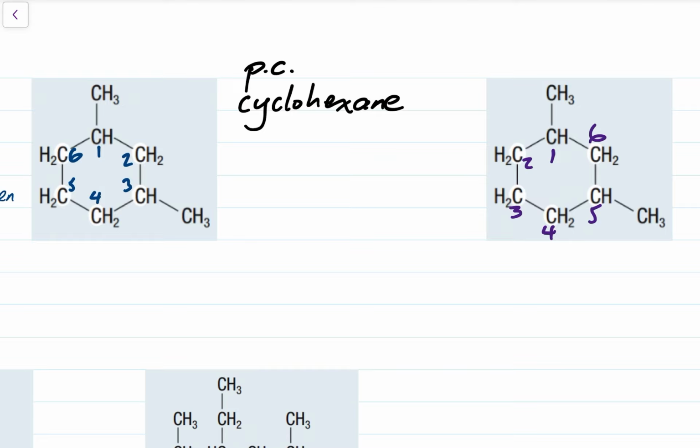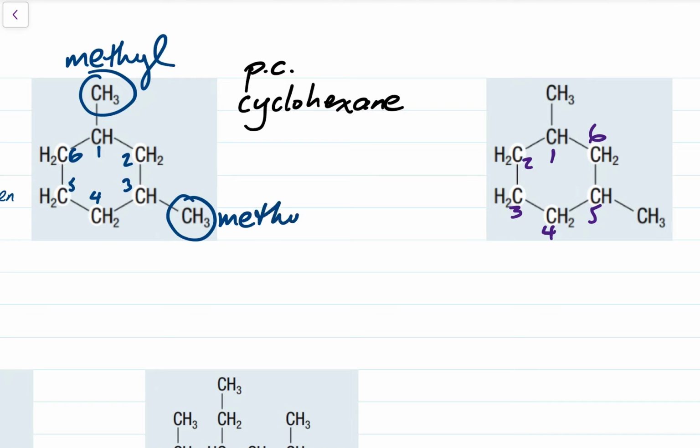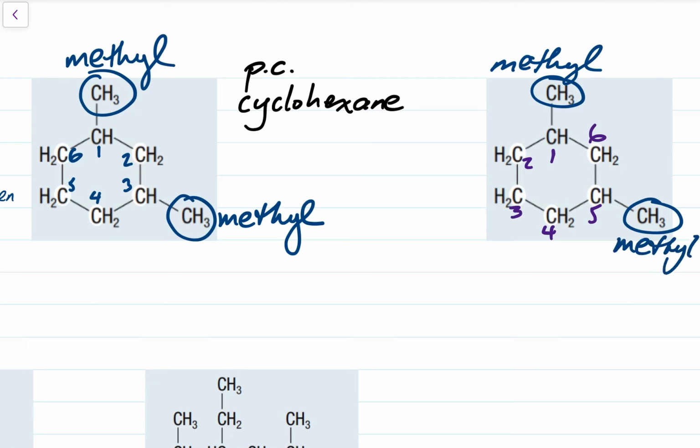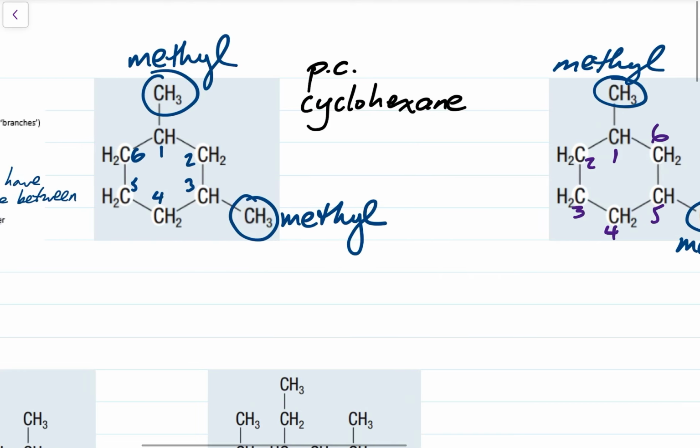Now we have to take a look at our branches and name them. We see them kicking off here. That's a methyl there, and that's a methyl there. Again, I've made duplicates. Methyl here, and methyl there. So this is now going to be a dimethyl cyclohexane.